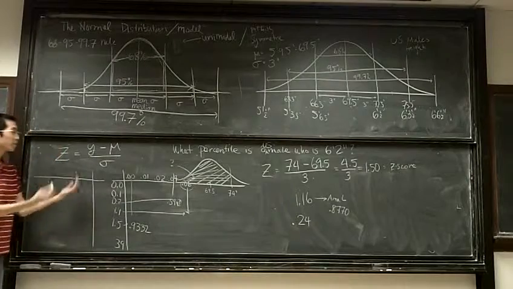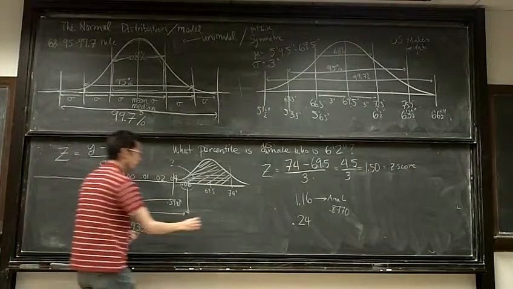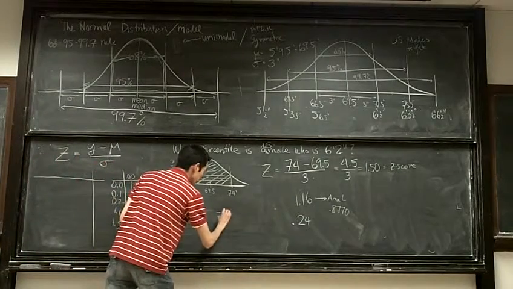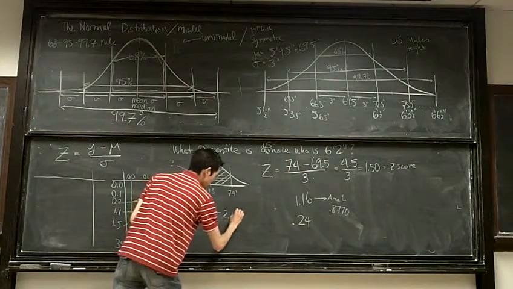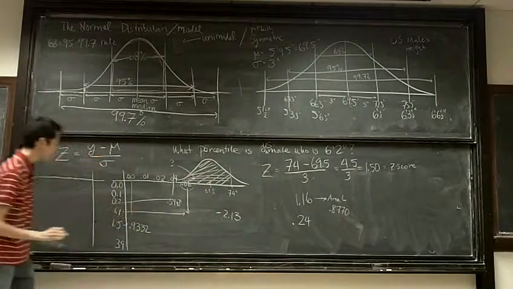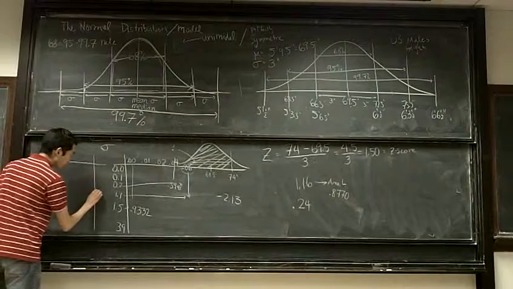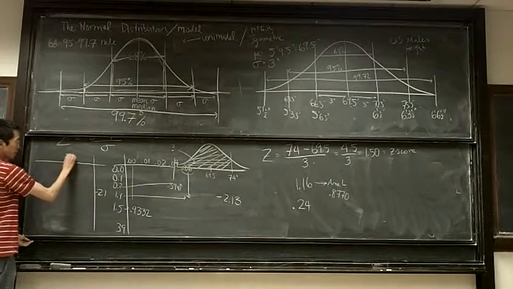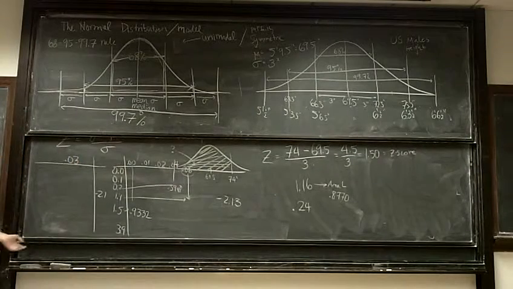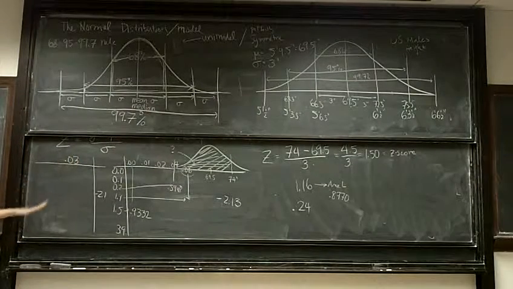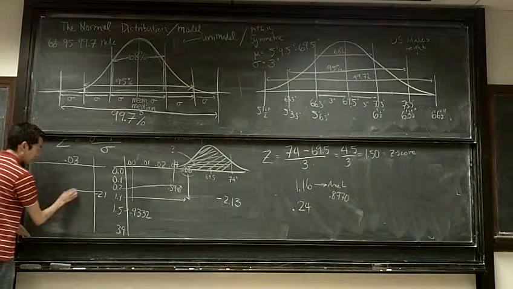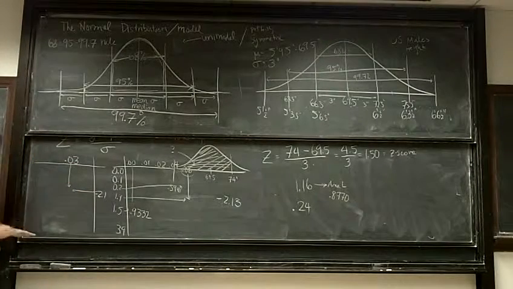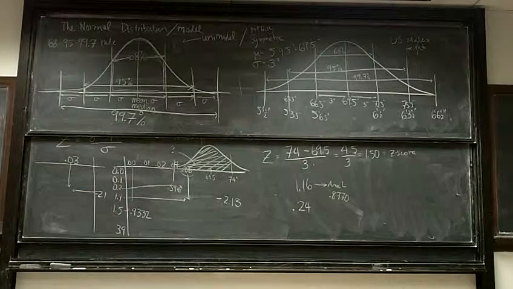The same thing for negatives. So if we wanted to look up negative 2.13, okay, we go to the negative 2.1 row, and we go to the column that says 0.03. All right, is this okay, how I'm getting the intersection here? Okay. So we go to negative 2.1 and 0.03, and we get 0.0166.